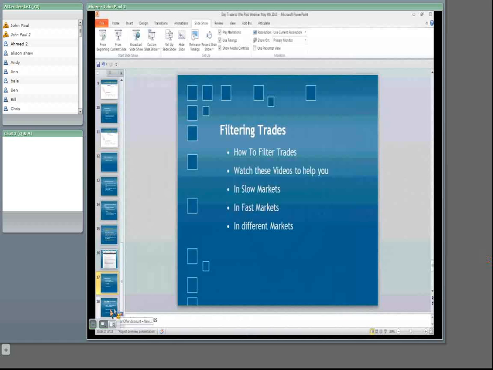Sam, how do you filter a trade for whether it's a retracement or a reversal? Okay. Let me just pull up another chart. It may explain a little bit better.